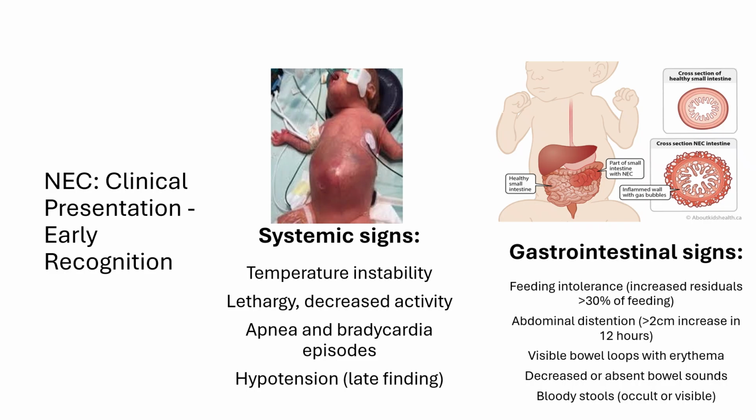Here's the crucial point. Recognizing these early signs transforms outcomes. Intervention before pneumatosis appears on X-rays can prevent progression to surgical disease and preserve precious intestinal length. Early recognition literally saves bowel and lives.